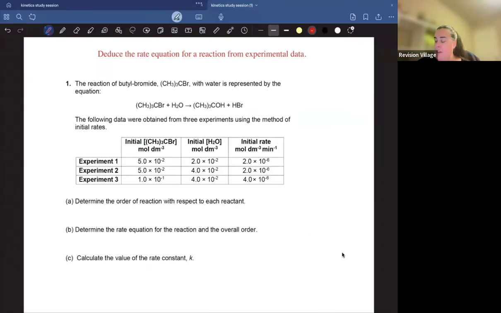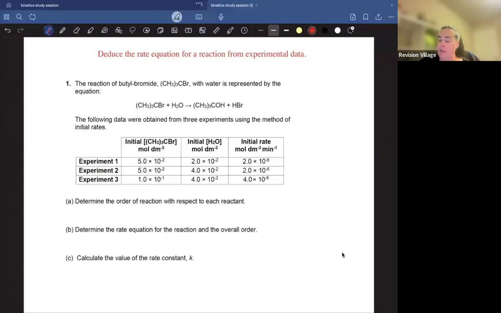I have a tertiary haloalkane reacting with water, undergoing nucleophilic substitution. So I feel like I can write down the answer. I just want to see if the numbers support it. So what is the order of the reaction with respect to each reactant?